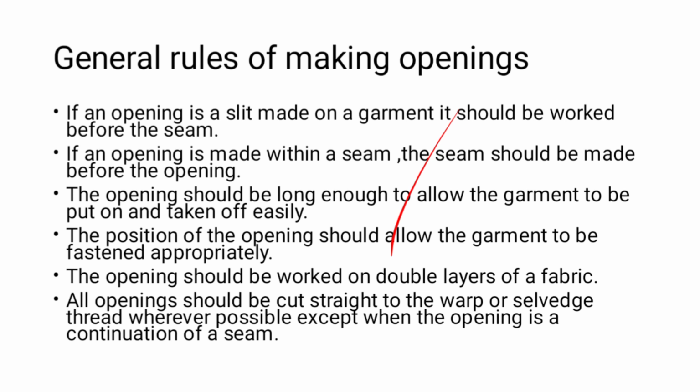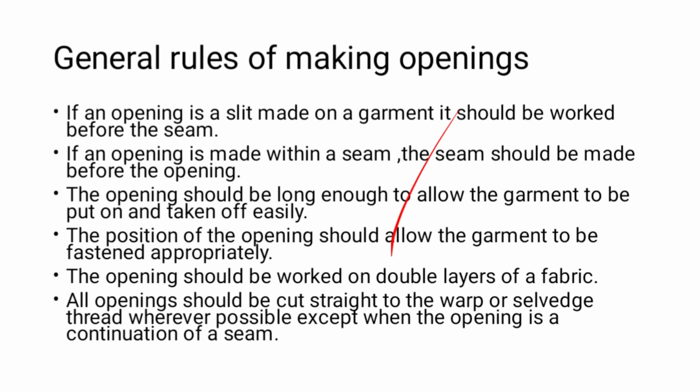General rules for making openings. If an opening is a slit made on a garment, it should be worked before the seam. If an opening is made within a seam, the seam should be made before the opening, especially when making a seam opening. We first make the seam and then we leave the space where the opening is supposed to be, and we place temporary stitches as we reinforce the ends.